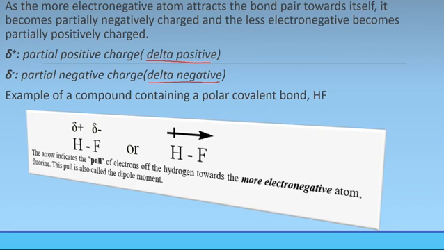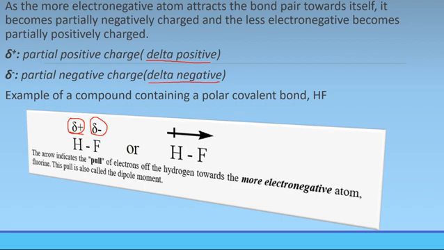Hydrogen, which is less electronegative, will take a partial positive charge because it looks like it has lost the electron, or it is about to lose the electron, and this fluorine is about to gain the electron. But because both atoms are nonmetals, no one can lose, no one can gain from the other. So they carry partial charges. The one which is more electronegative seems to have taken the electron, and the other one, which is less electronegative, seems to have lost the electron.